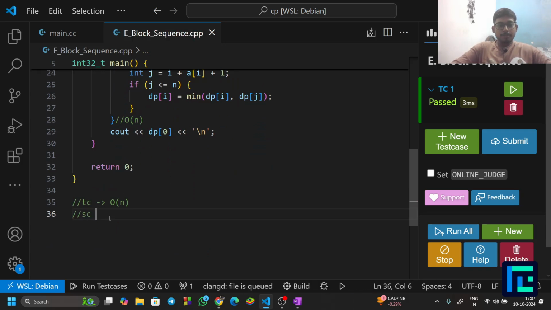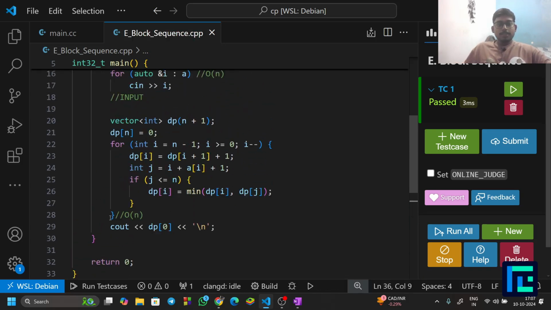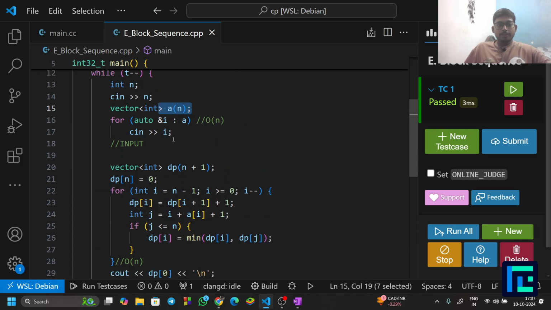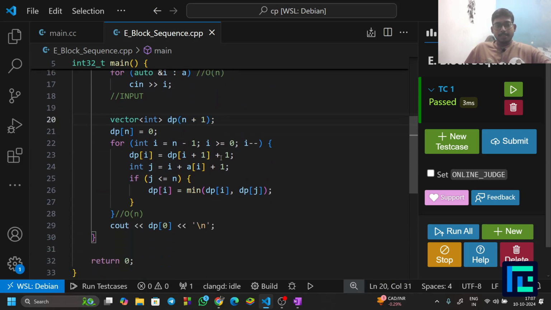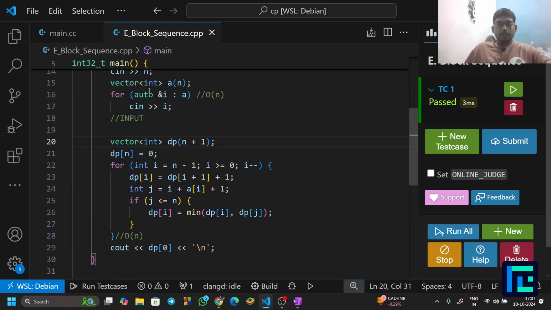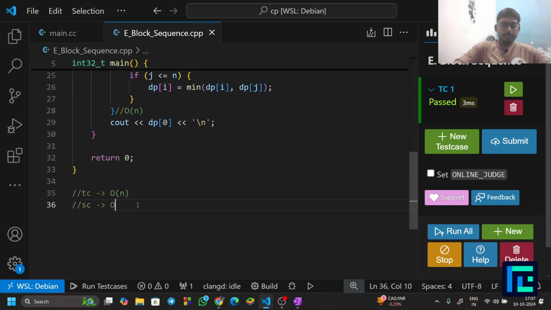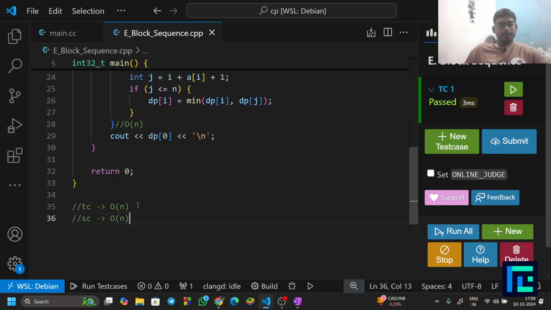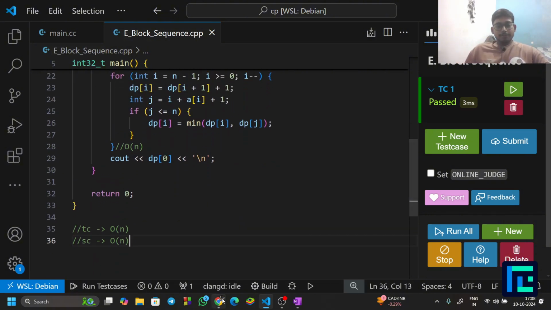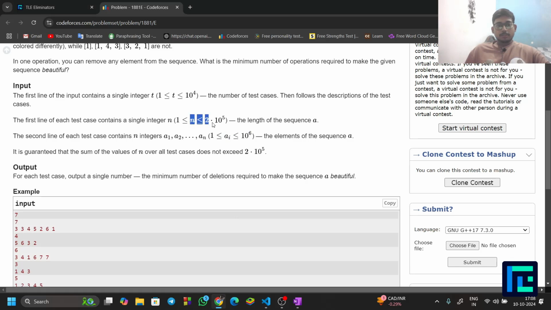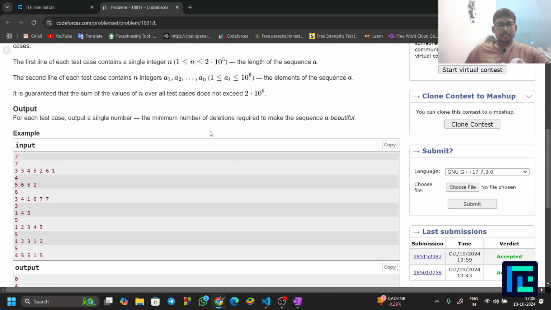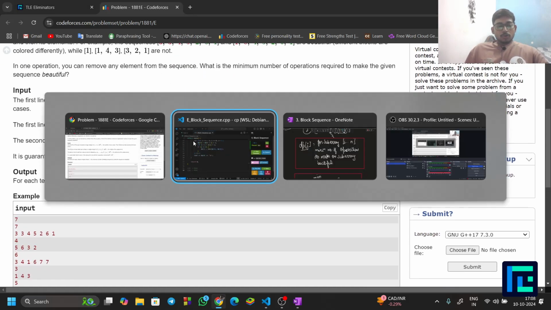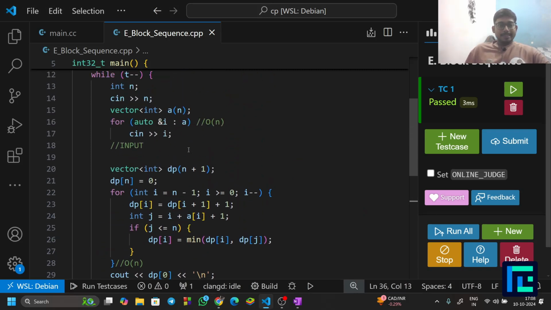What's my space complexity for this solution? We are taking an array of size n and a dp vector of size n. So two arrays of size n, and the overall space complexity is also order of n. Order of n is well accepted for these constraints of 2 times 10 to the power 5. I hope this problem is clear to you.